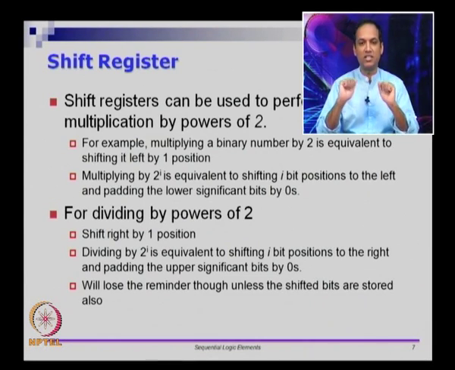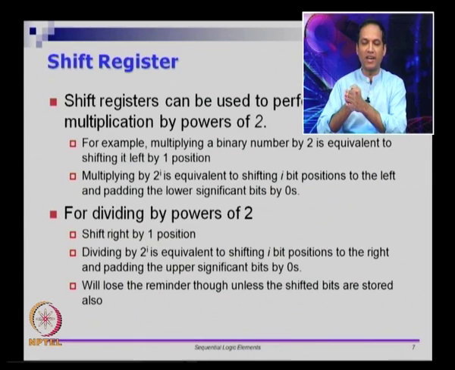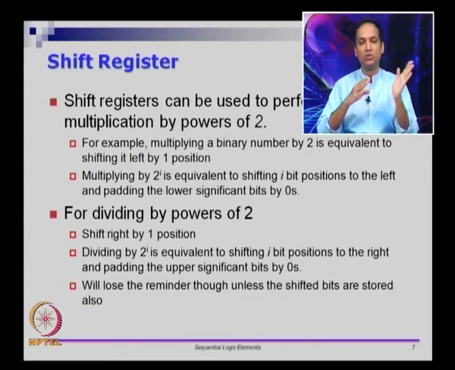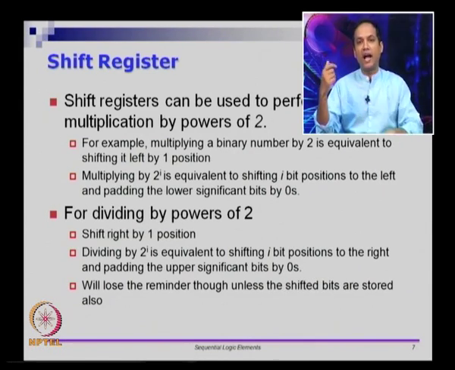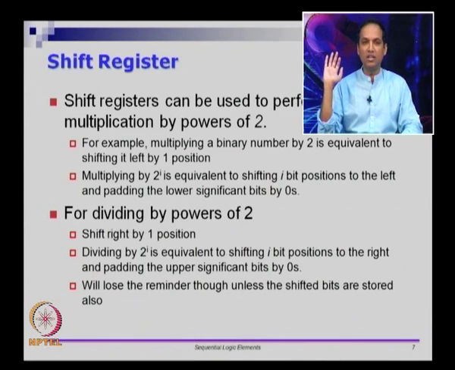Similarly, you can do division. Right shift by one position is equivalent to dividing by 2, and if you right shift by i positions, it is equivalent to dividing by 2 power i. The only thing is, when you divide, you get the quotient, you do not get the remainder. The i bits that get shifted out when you shift right actually form the remainder when you divide by 2 power i. So this is something you have to store if you want the remainder also.